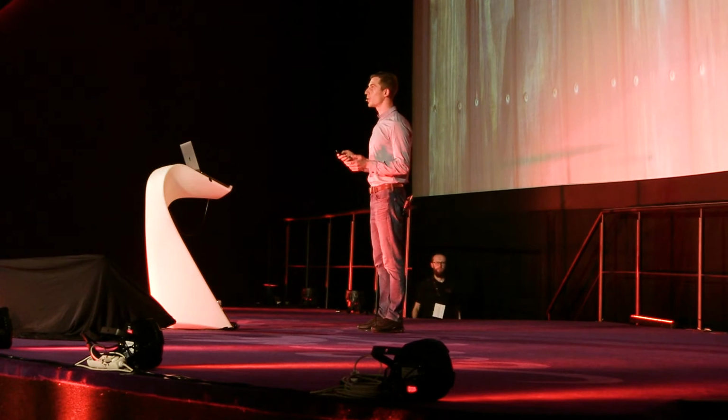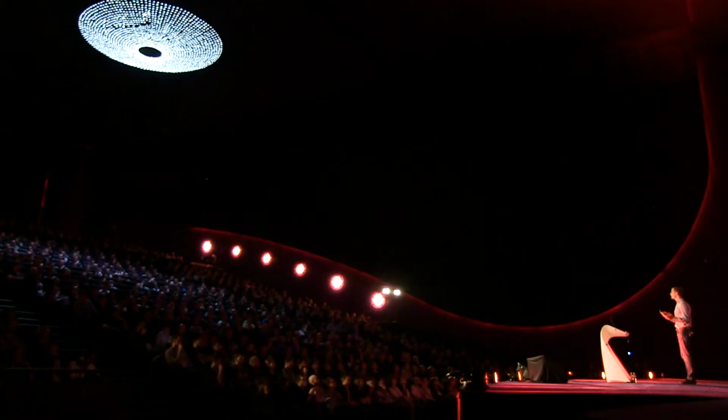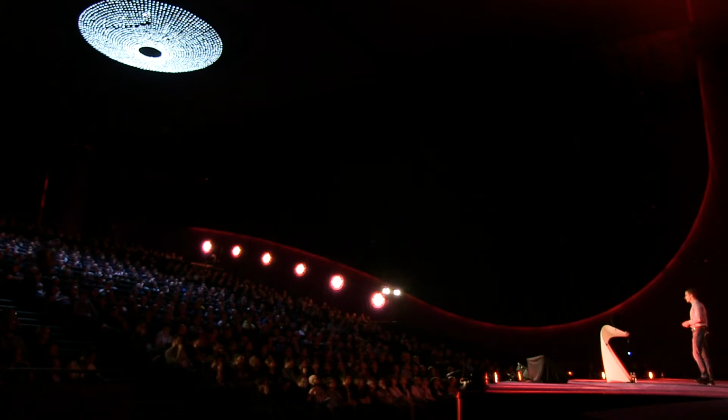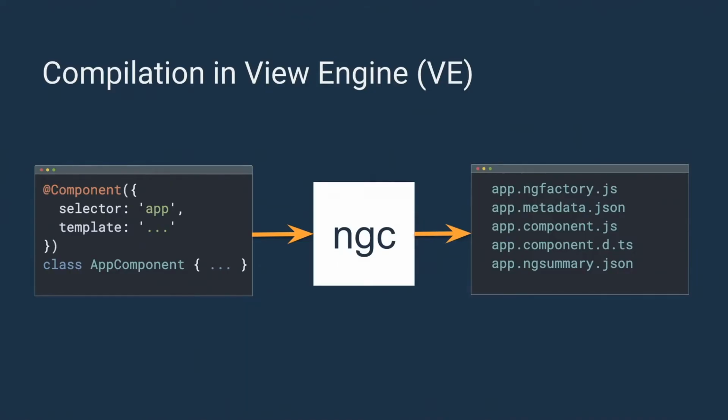Now let's talk about why Ivy is going to make Angular simpler. First, how does Angular work today, so that you can appreciate the simplicity coming from Ivy? You have your Angular component, app.component in this case, and most likely, internally, Angular CLI is going to pass it to ngc, which is the Angular compiler. Out of this single file, we're going to generate 5 different files: an ngfactory, metadata file, component.js, component.d.ts, and of course, an ngsummary.